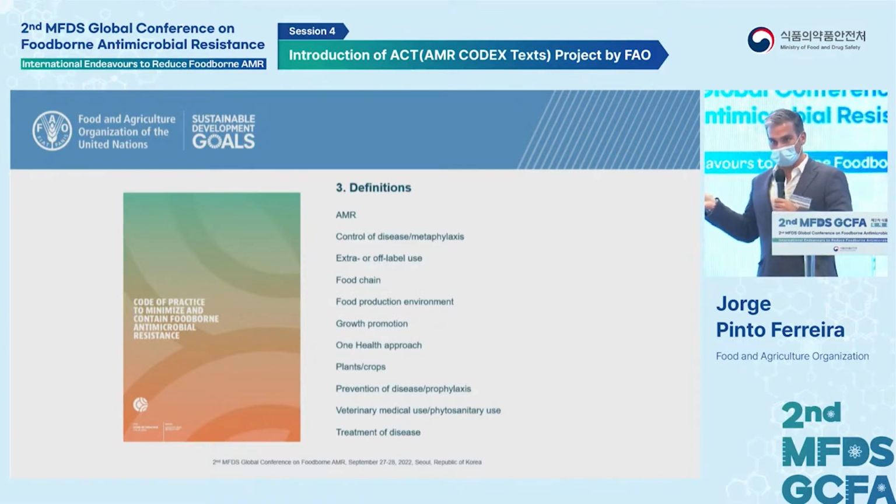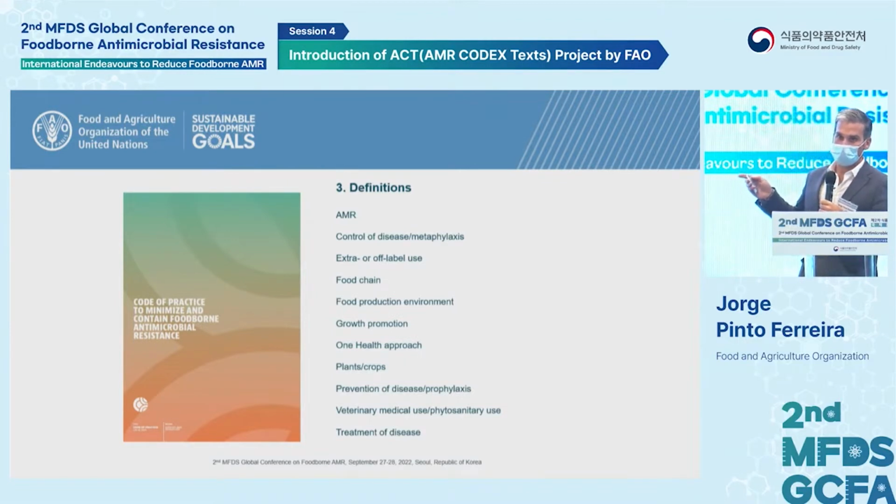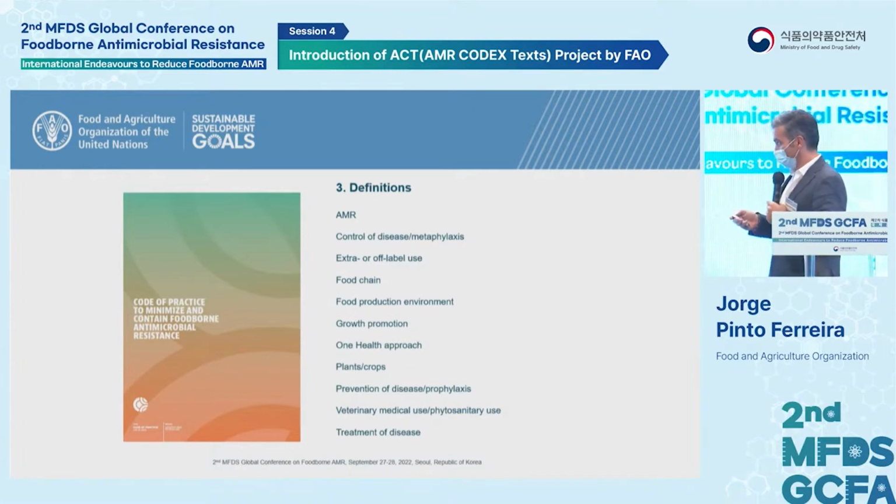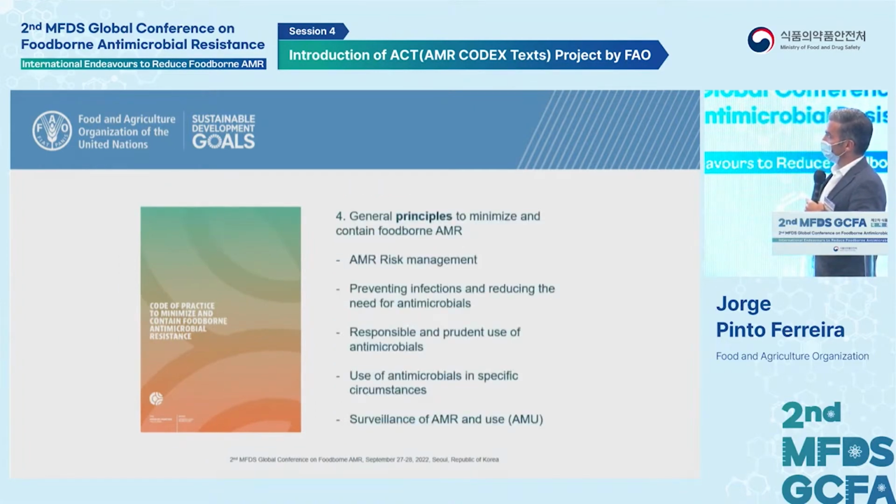This phytosanitary use comes from the broadening of the scope. Plants were included in this revision of the code of practice, and therefore what we were used to seeing in the standards of the OIE, or the World Organization for Animal Health, now needed to be expanded to phytosanitary use, to include the use in plants and treatment of disease, as we are familiar.